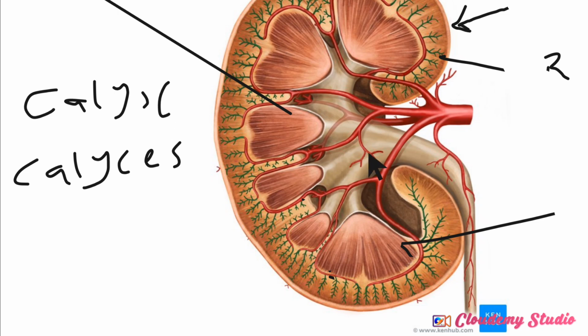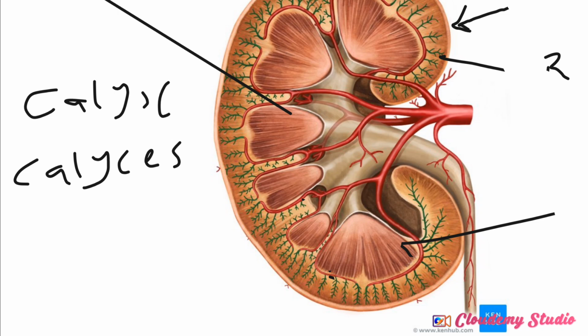Look at it. This is a major calyx. Can you see that all of them come together to form one major calyx? Now, the calyx extends outside to form the what? To form the pelvis. So this is the pelvis somewhere around here. Look at it. This is the pelvis. Can you see it? And to the what? To the ureter. Can you see it?